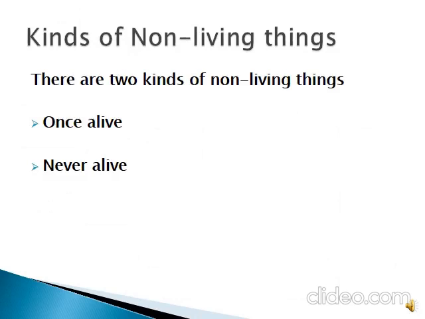Now there are 2 kinds of non-living things. Once alive and never alive. Once alive means the things which were first alive but now they are not alive. First they were living things and now they are non-living things. Next one is never alive. There are many non-living things that were never alive.